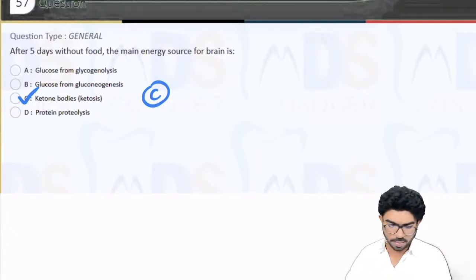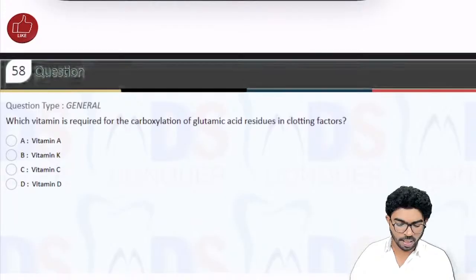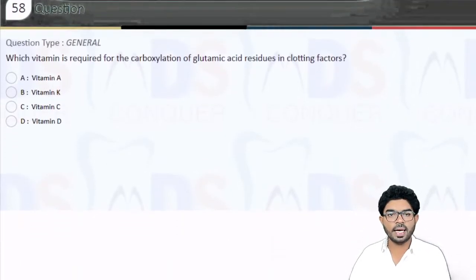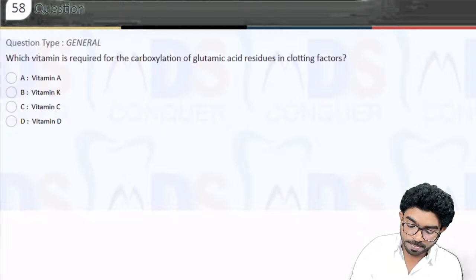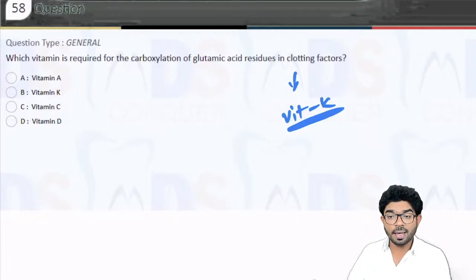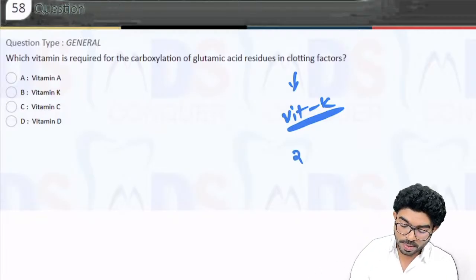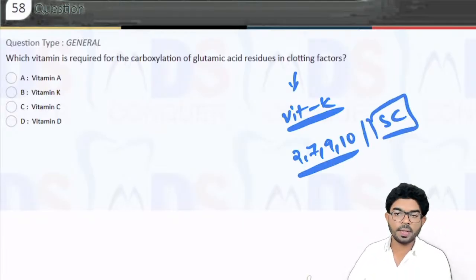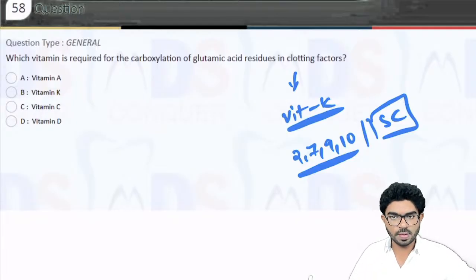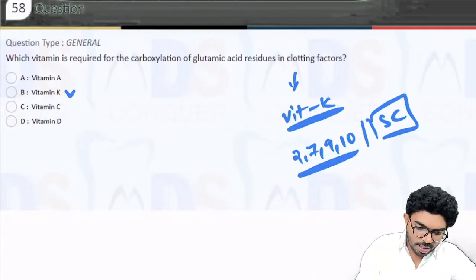57. Okay, then I'm moving to 58. The 58 question is again a straightforward vitamin based question. Which vitamin is required for carboxylation of glutamic acid residues in the case of your clotting factors? The only vitamin which is dealing with clotting factors is vitamin K. And a very frequently asked question is that vitamin K dependent clotting factors are 2, 7, 9, 10 and protein S and C. So protein S and C, and clotting factors 2, 7, 9, 10 are associated with vitamin K, and the answer is vitamin K.